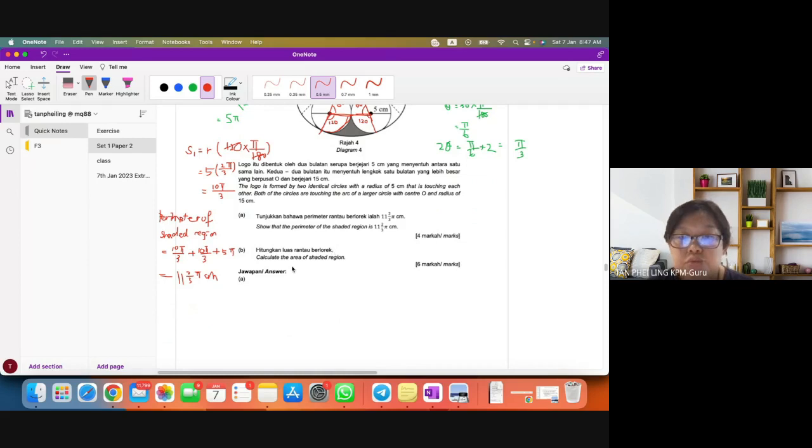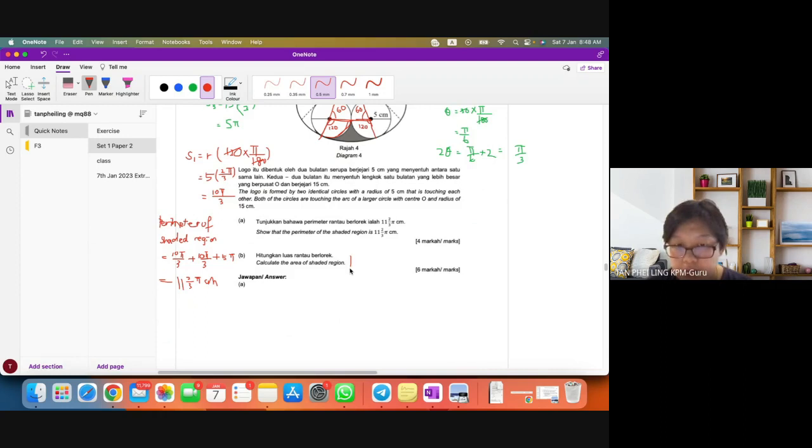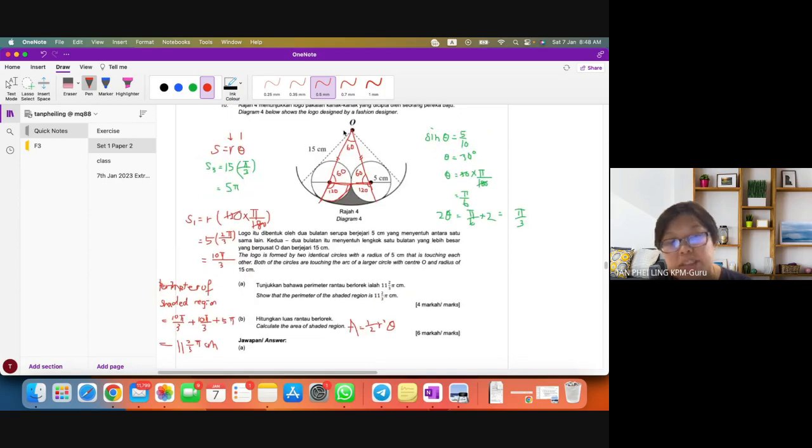So part B, they ask us to calculate the area of the shaded region. Interesting. With the theta that we have, right, we are not scared. Why? Because area is only half r square theta. Am I right? It's given, I think, the formula. So you'll just find this, and let me see here. Should we just find the big sector? The big sector, yeah, I think we need to find the big sector first.